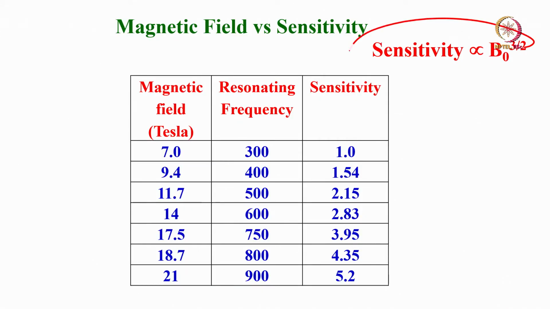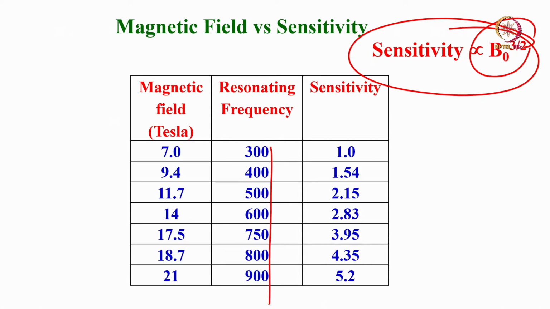Yes, even though it appears like this, in turn you will see there is a big gain in the sensitivity by going to higher magnetic field. So, higher the magnetic field, the sensitivity goes as B naught to the power of 3 by 2. B naught is the static magnetic field. You can see as I keep on increasing the magnetic field in this direction, the sensitivity keeps going up and up. And remember, the sensitivity with respect to the magnetic field is given by B naught to the power of 3 by 2.